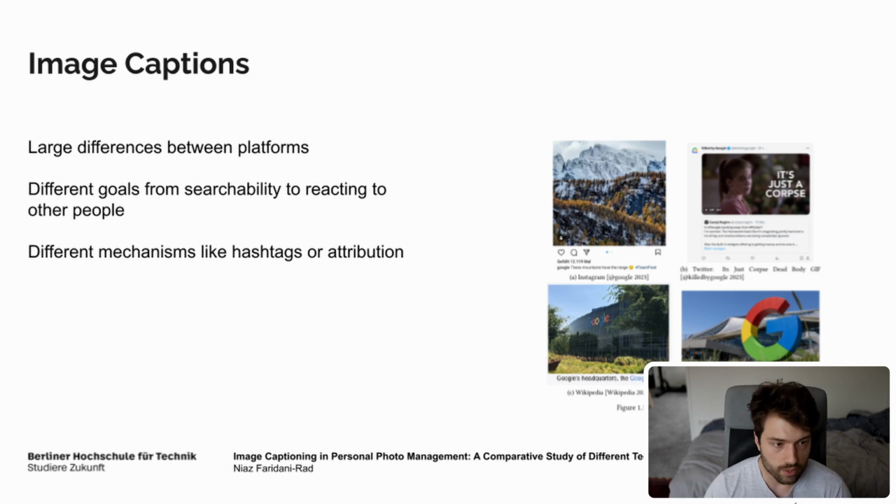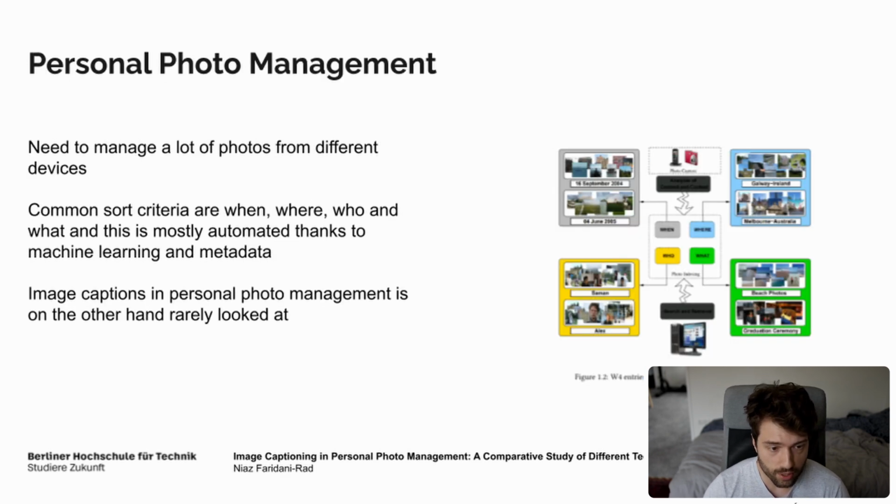And so now we have to explain the second part. What is personal photo management? Personal photo management is software that helps you sort your images. Usually you collect them over a lifetime with different devices and you want to sort them. And these days we have too many images, so we need some software for that. Common sort criteria are when, where, who, and what. This all came from back in the day where you had photo albums and you would usually sort them by year and then cluster them by events or by a person. For example, a birthday of XY.